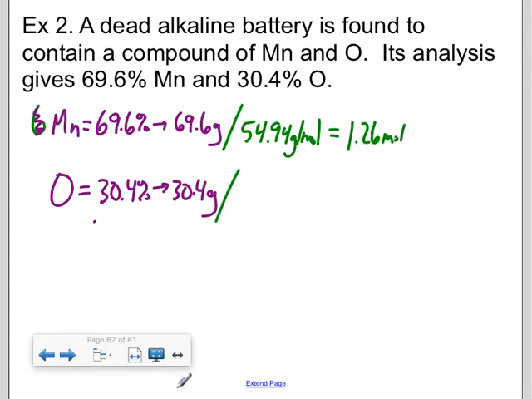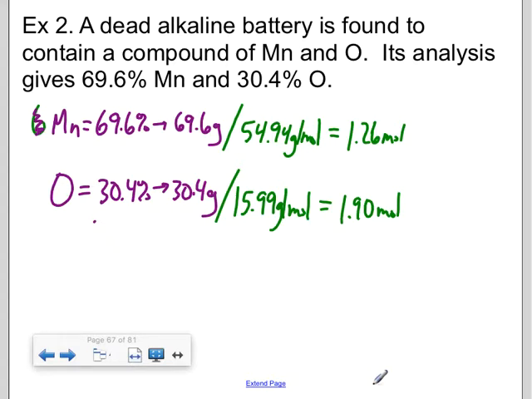Same thing here with oxygen. I have 30.4 grams of oxygen. I got to convert it to moles. The molar mass of oxygen on the periodic table is 15.99 grams per mole. So 30.4 divided by 15.99 equals 1.90 moles. Now of these two numbers, which one is the lowest?